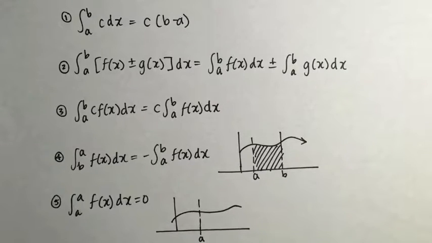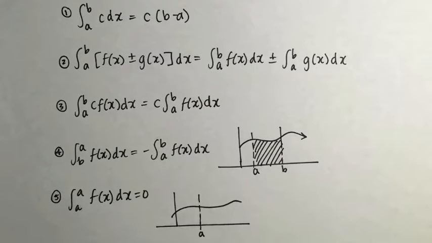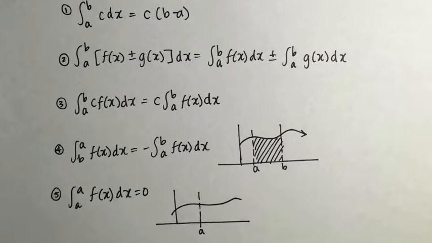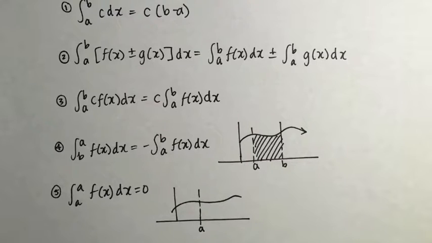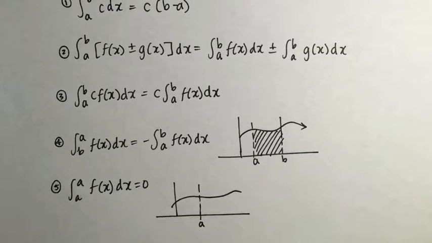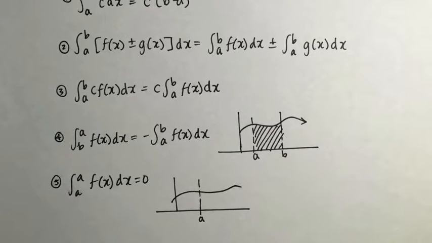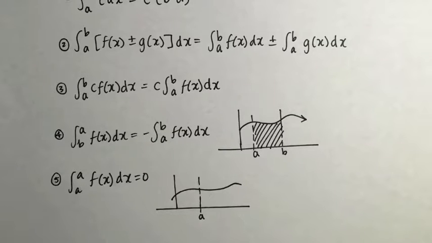Property 3 says you can move a constant outside the integral. Property 4 says if you switch the limits of the integral, the area becomes negative. So instead of the area being from b to a, it's now a to b, and it's also negative. Property 5 states that the integral from a to a of f of x dx equals 0 because there's no area between a line.